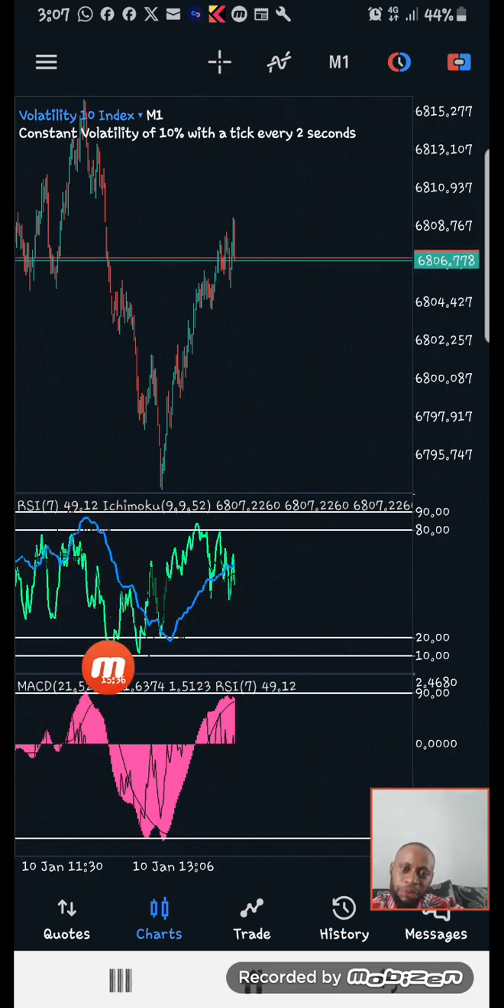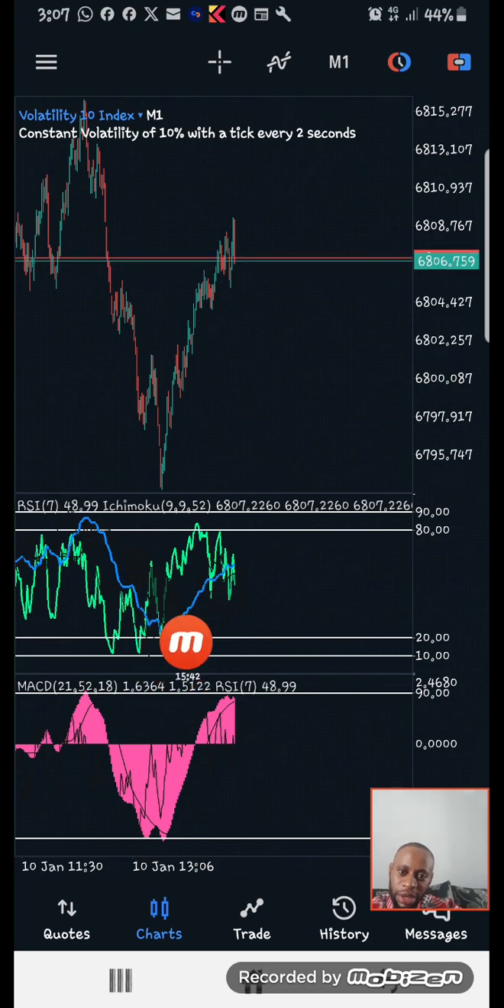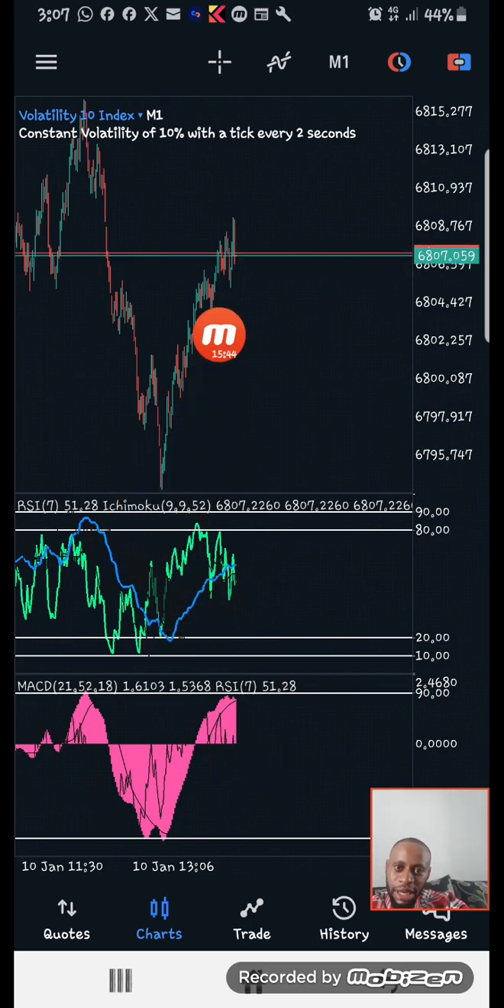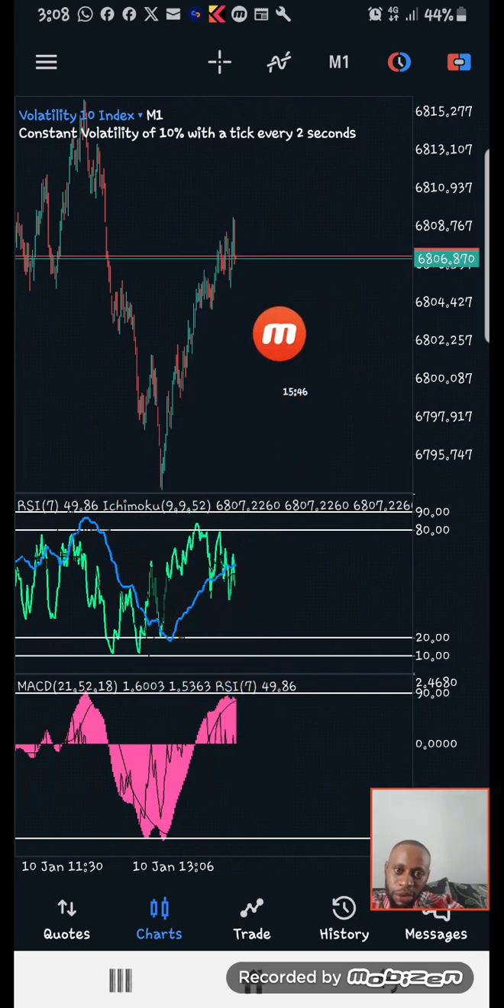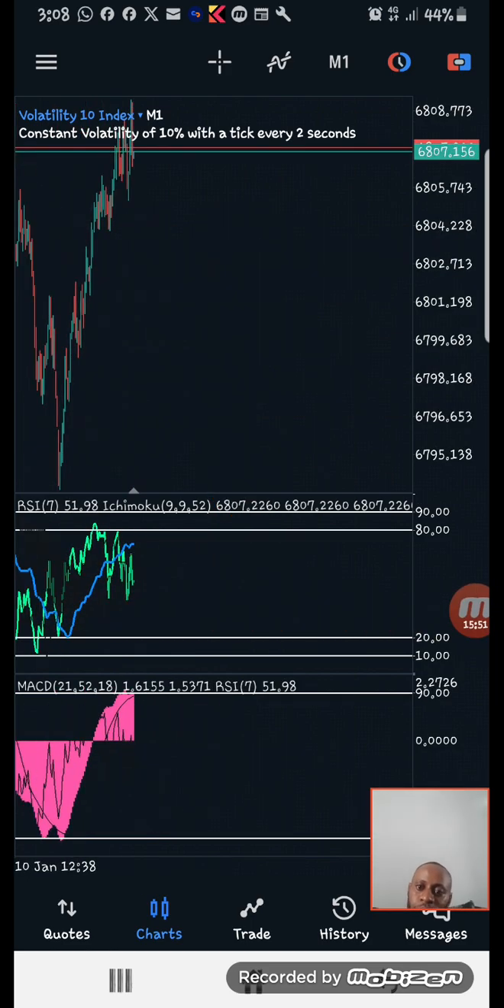Same thing here: you have the MACD here, you have the Ichimoku here. You enter a trade here and then exit at this point, which is here, and it continues like that.